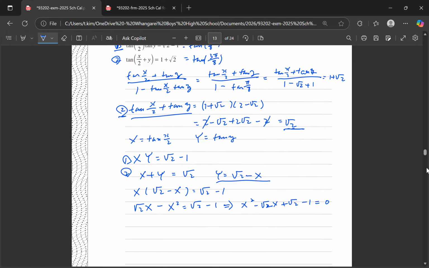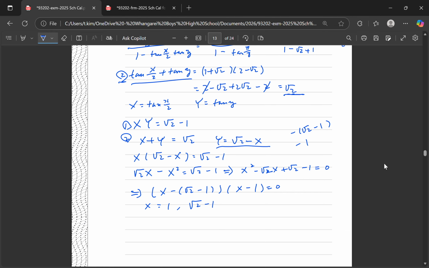Can you see this is minus (√2 − 1) times minus 1, right? So when you expand it, this is minus √2 plus 1. So plus 1 minus 1 cancel out each other. What is left is minus √2. So this equals (X − (√2 − 1)) times (X − 1) equals 0. What it means is X equals 1 or √2 − 1, right?